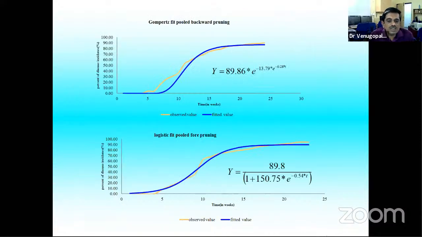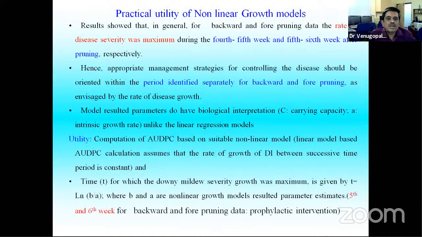This is the Gompertz and logistic model fitted for forward and backward pruning for downy mildew disease incidence in grapes, Anab-e-Shahi variety. So what is the practical utility? Based on these results, we have seen that the rate of disease severity was maximum during the 4th to 5th week and 5th to 6th week respectively after pruning for backward and forward. So this has helped us to identify separately for backward and forward pruning what the prophylactic strategy should be. And the model also gave information on the carrying capacity, the intrinsic growth rate, and also the AUDPC value.